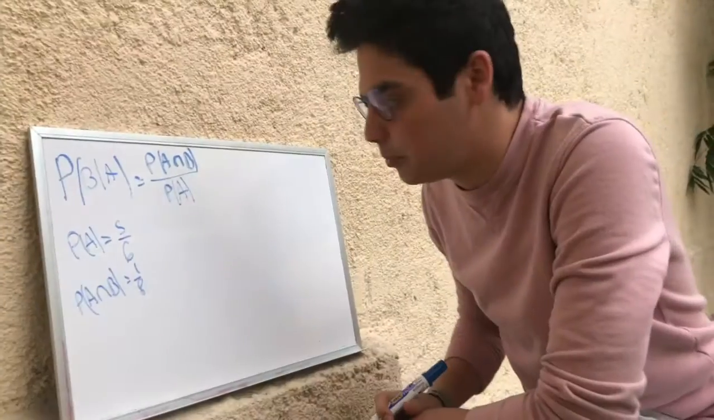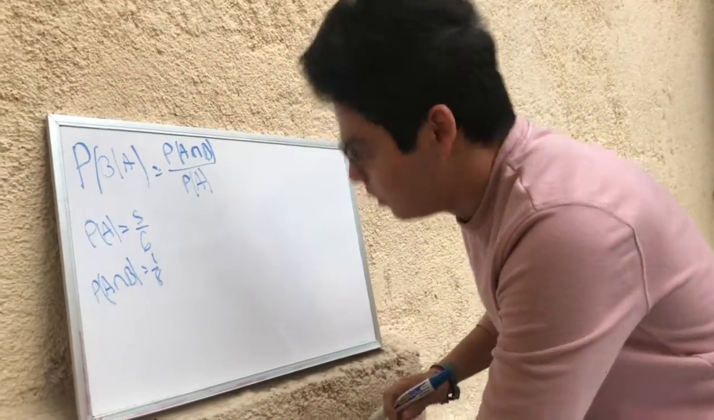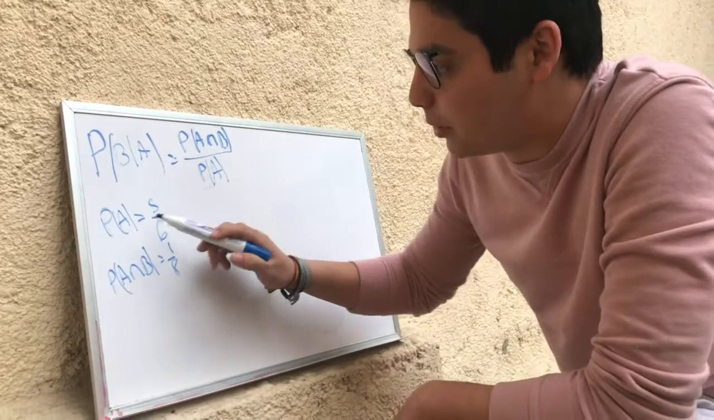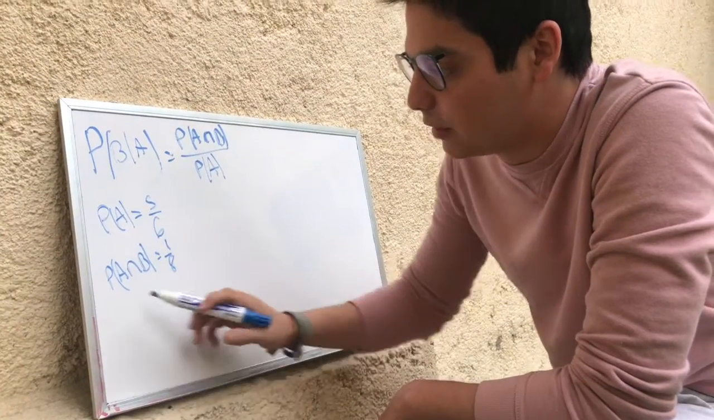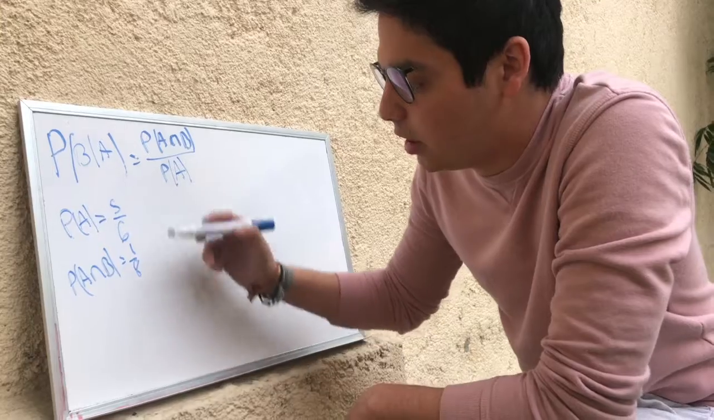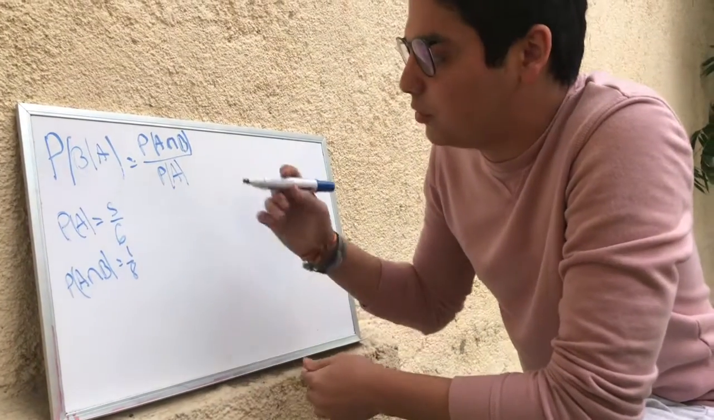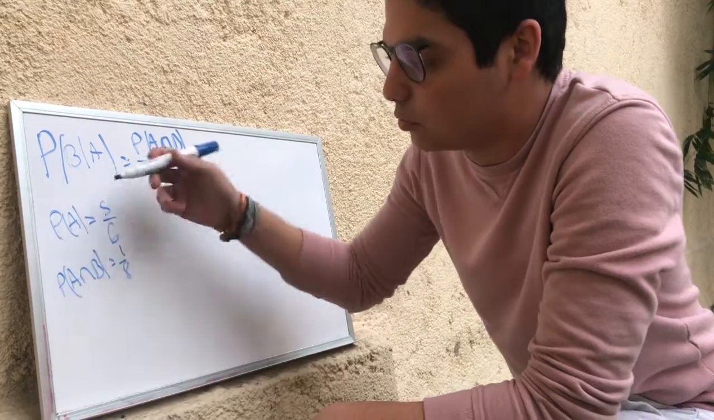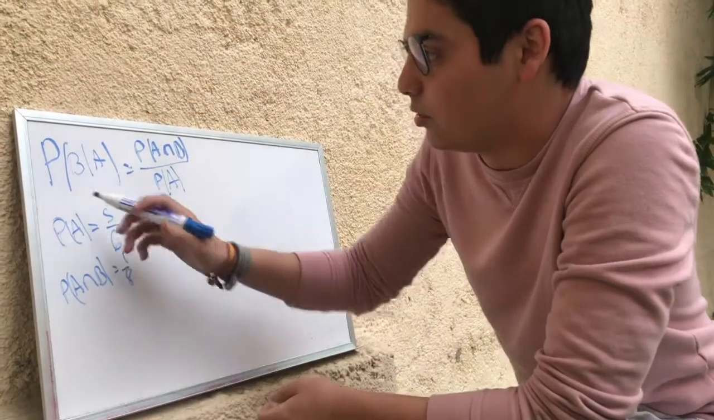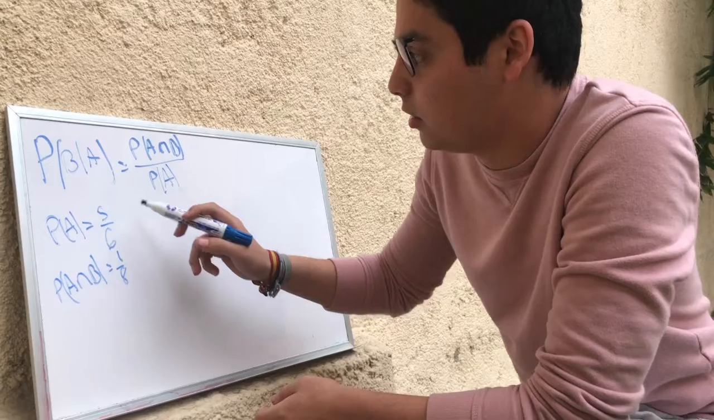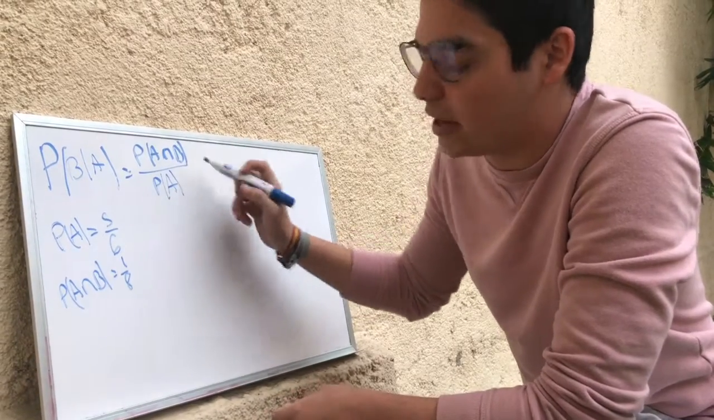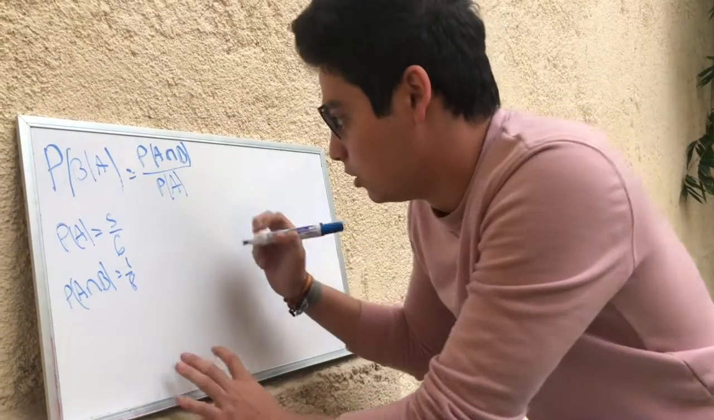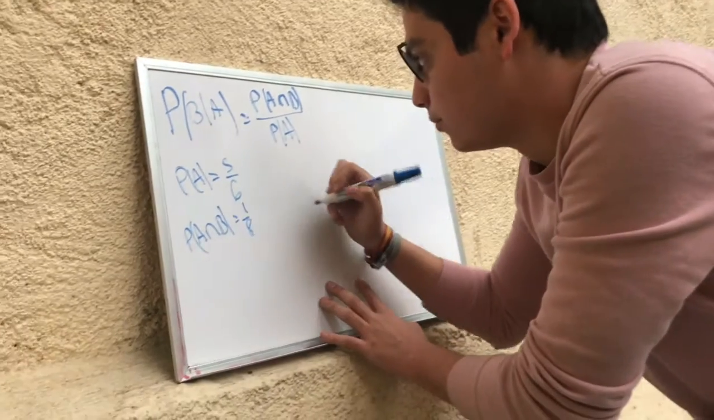I'm going to be explaining part B of the same problem. It gives us the probability of A, which is 5/6, and it also gives us the probability of A and B, and that's 1/8. We're going to be using the same formula as before, just changing some values because they give us different information. So now it's probability of B given A equals probability of A and B divided by probability of A.